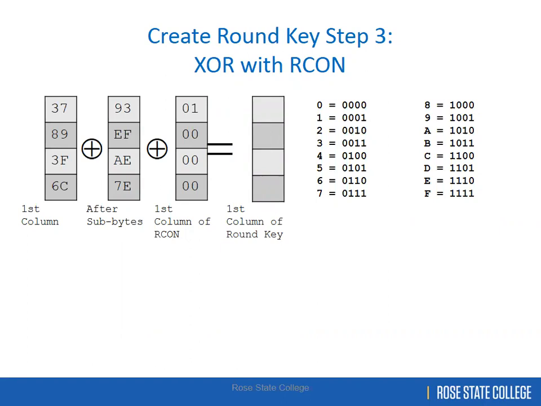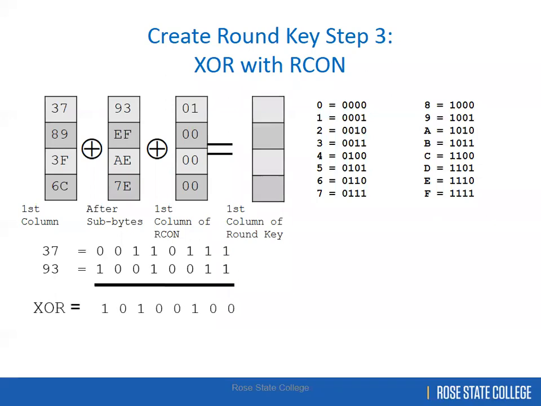Let me show you how this works. So we take 37, convert it to binary, 93, convert to binary, then we XOR it. XOR is one or the other, but not both. So 0 and 1 becomes 1. 0 and 0 becomes 0. 1 and 0 becomes 1. 1 and 1 becomes 0. One or the other, but not both. Okay? And 0 and 0 becomes 0. So it has to be one or the other. Any other thing, it's a 0. So one or the other is a 1, everything else is a 0. See that?